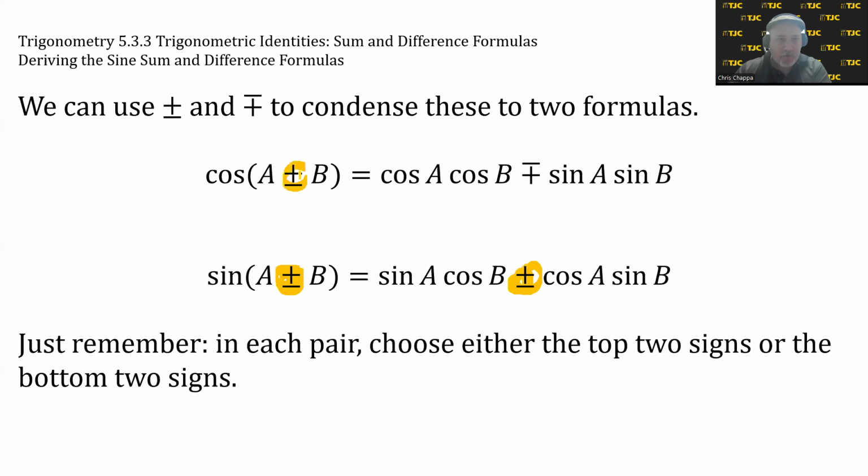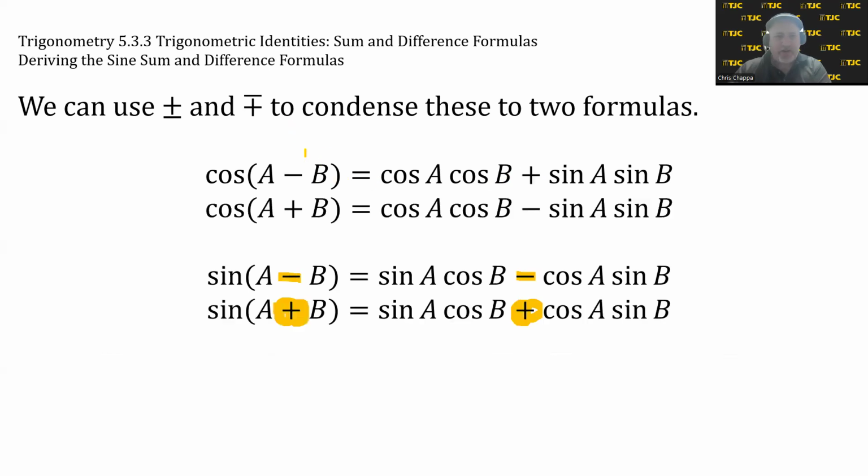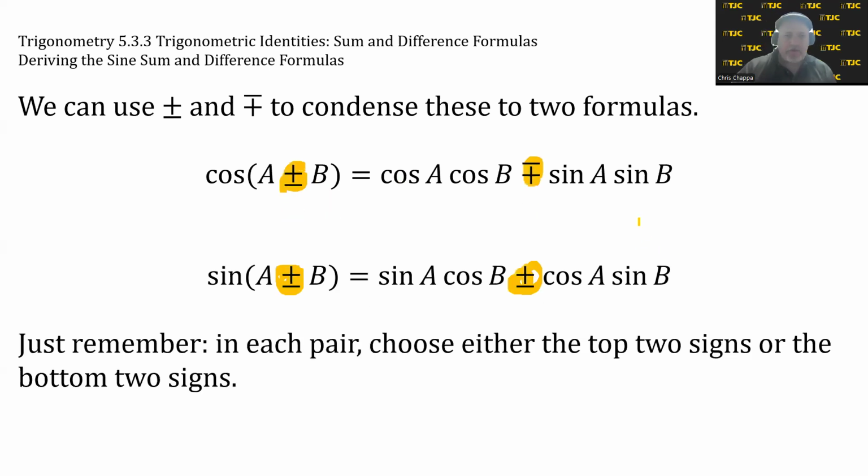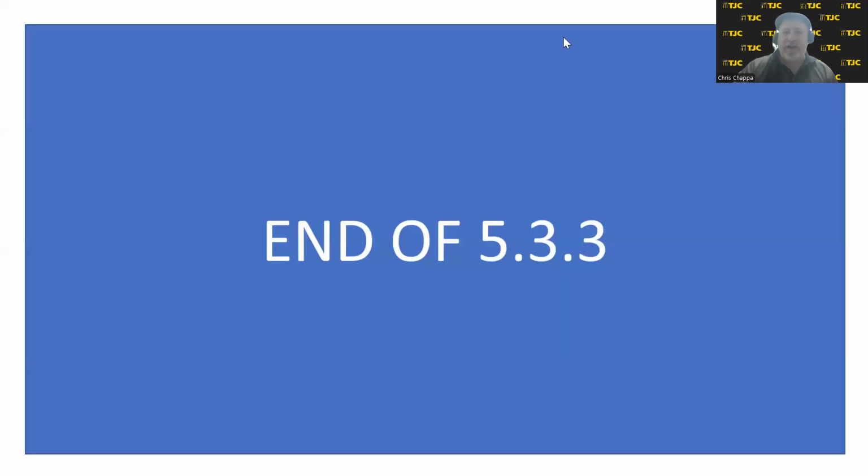But on the cosine one, the first one is plus minus and the second is minus plus. It really doesn't matter which is which, but usually you bring in the plus minus first. They're opposite because the signs are opposite on either side of each identity. So there's your sum and difference identities for sine and cosine, which brings us to the end of 5.3.3, video 5.33.